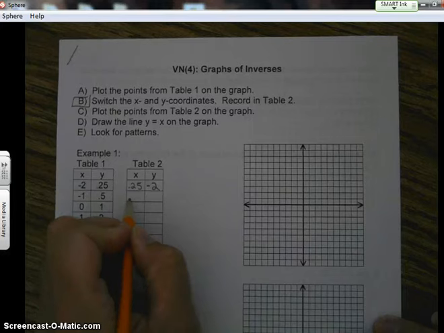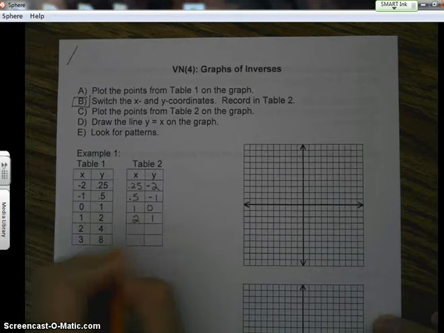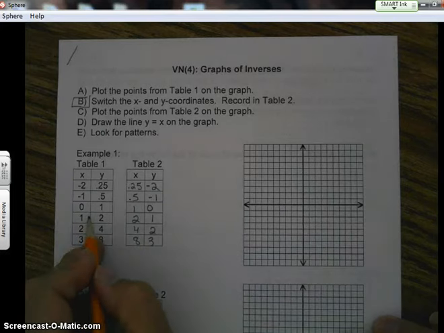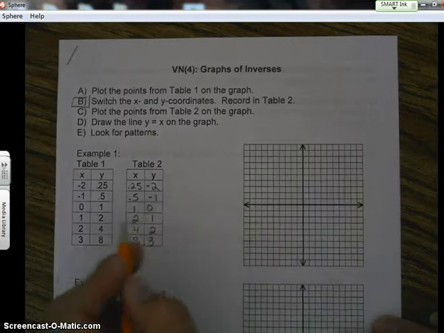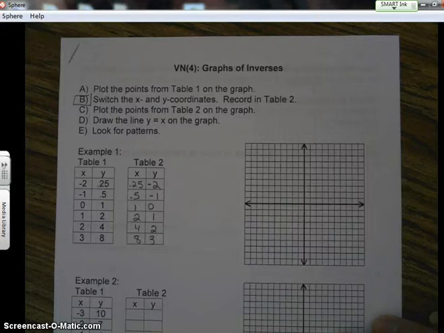switching the original points. And when we graph these points and draw the line, we'll have our two inverse functions.